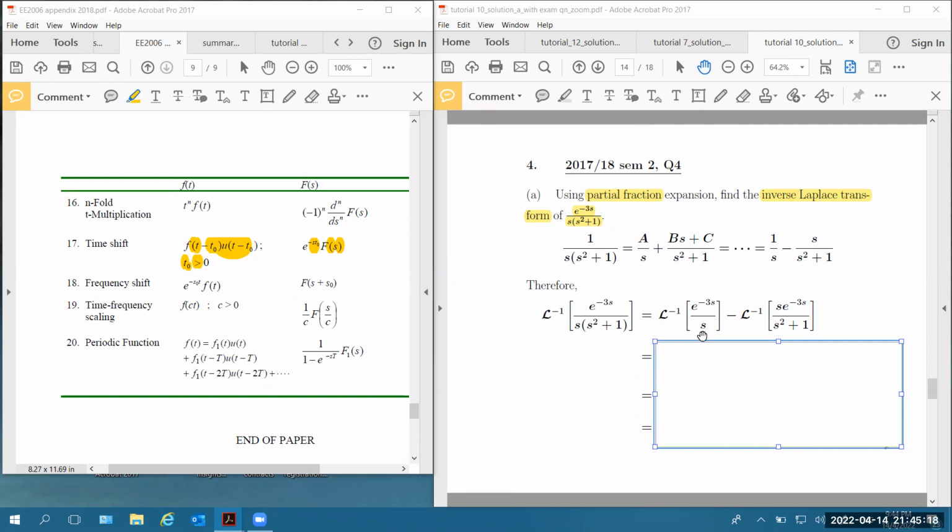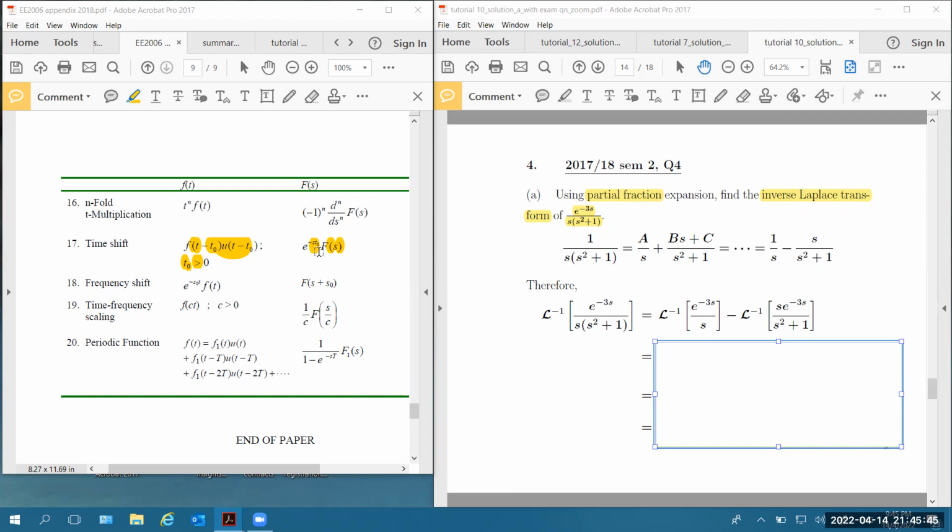So now we want to find the inverse Laplace transform. We look at this. You are kind of familiar with the formula, just that maybe you cannot memorize it. So we find that this fits the time shift very nicely. You see, both of the terms have e to the power of something s.